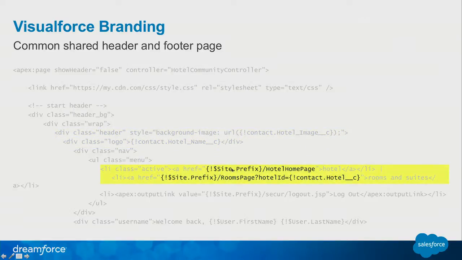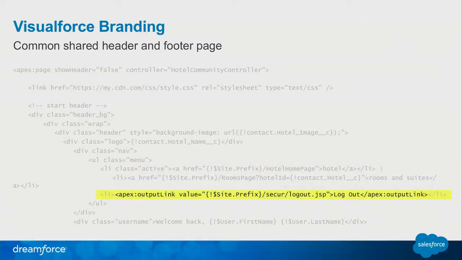Also here, when you're setting up your communities, you want to get a reference back to your base URL, and the way you do that is with this site prefix. This is our navigation menu here. So we have a link to our home page, and we have a link to our rooms page too, where we're going to pass the hotel ID.